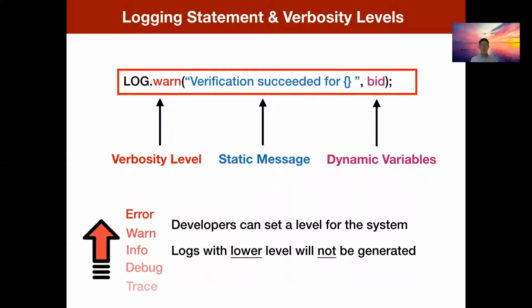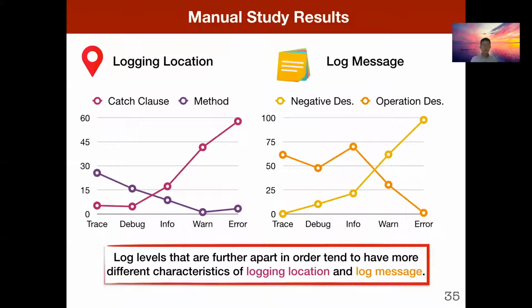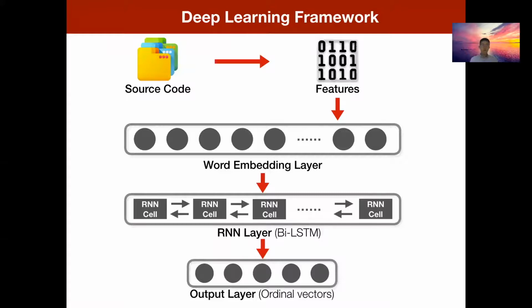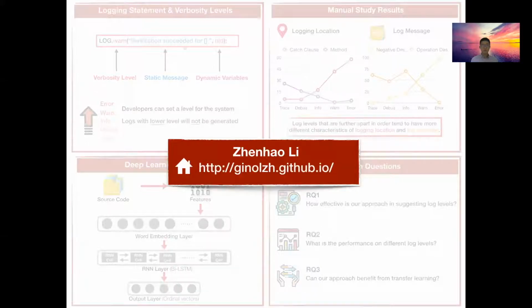In summary, we discussed what the verbosity levels are, and that deciding log level is an important and challenging task. And in our manual study, we find that logging locations, logging messages, and the ordinal nature of log levels can be leveraged to help decide log levels. Leveraging those findings, we propose a deep learning framework that uses ordinally encoded vectors to suggest log levels. We propose 3 research questions to evaluate our approach, and we have promising results. So basically, that's the presentation.